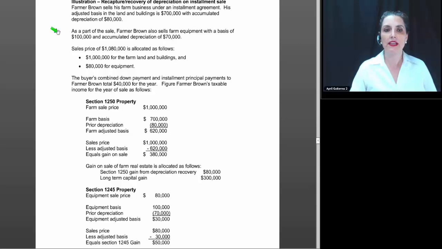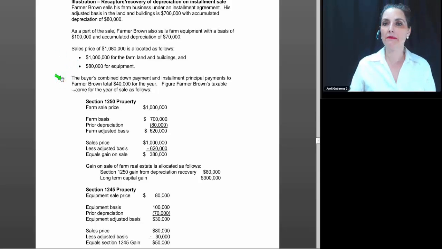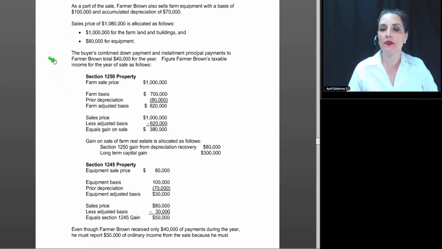Now, as a part of the sale, Farmer Brown also sells farm equipment with a basis of $100,000 and accumulated depreciation of $70,000. The sales price totals $1,080,000 and is allocated as follows: $1 million for the farm, land, and buildings, and $80,000 for the equipment. Now, the buyer's combined down payment and the installment principal payments to Farmer Brown totaled $40,000 for the year. We're going to figure Farmer Brown's taxable income for the year of the sale as follows.